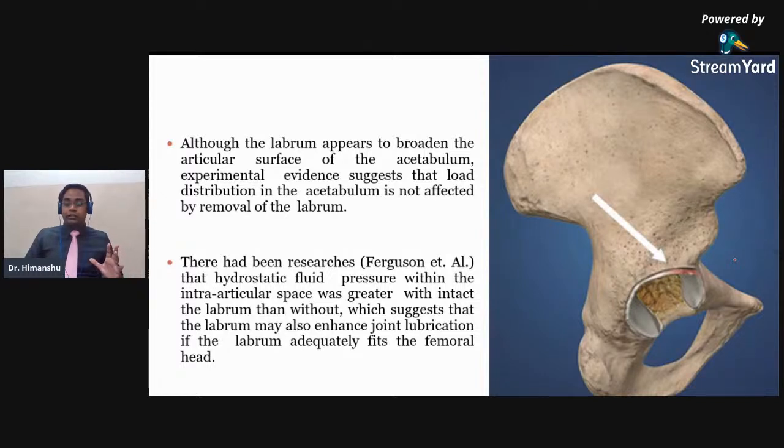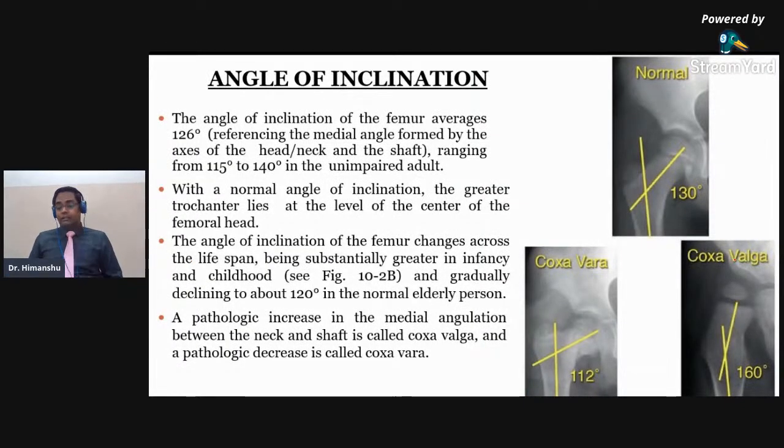So the negative pressure which is present inside the articular surfaces is more when the labrum is intact. But if the labrum is injured or removed, the negative pressure eventually falls down. Which suggests that the labrum may enhance the joint lubrication if it adequately fits the femoral head. So rather than only increasing stability or increasing the concavity of the acetabulum, it also helps in enhancing the lubrication. So along with stability, it is also giving you some amount of mobility. So you must concentrate on that also.